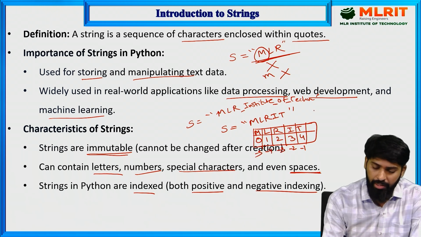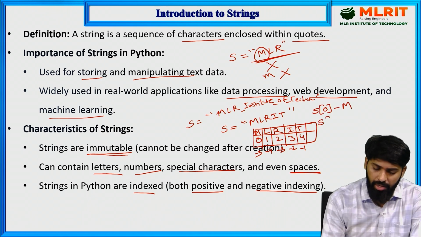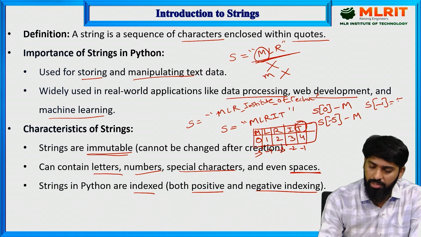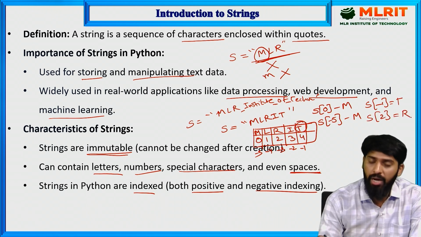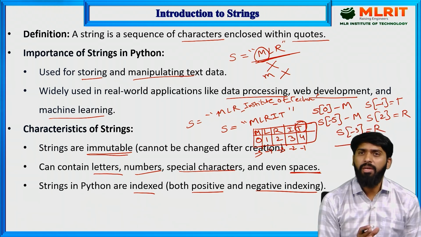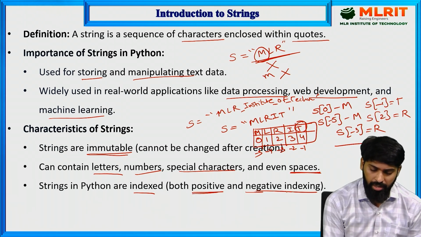If I print S of 0, it prints M. If I print S of -5, then also it prints M. S of -1 prints the last character, that is T. S of 2 prints R. S of -3 also prints R. In Python, we access strings using both positive and negative indexing.